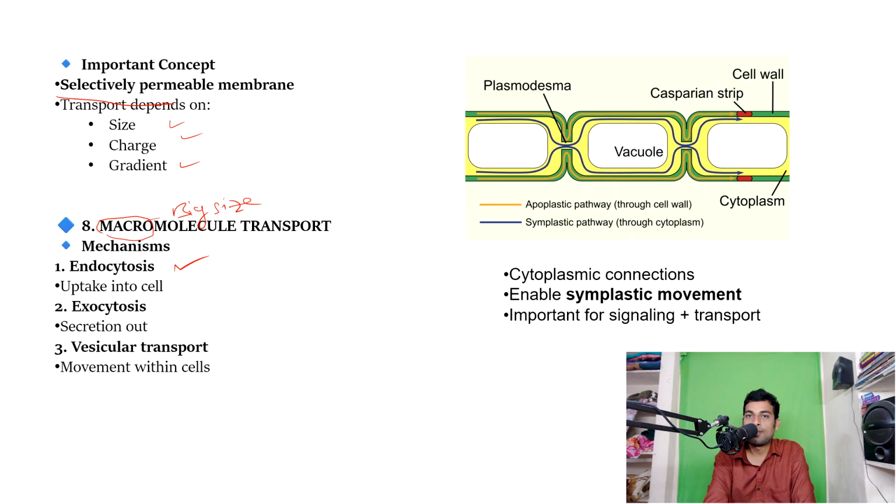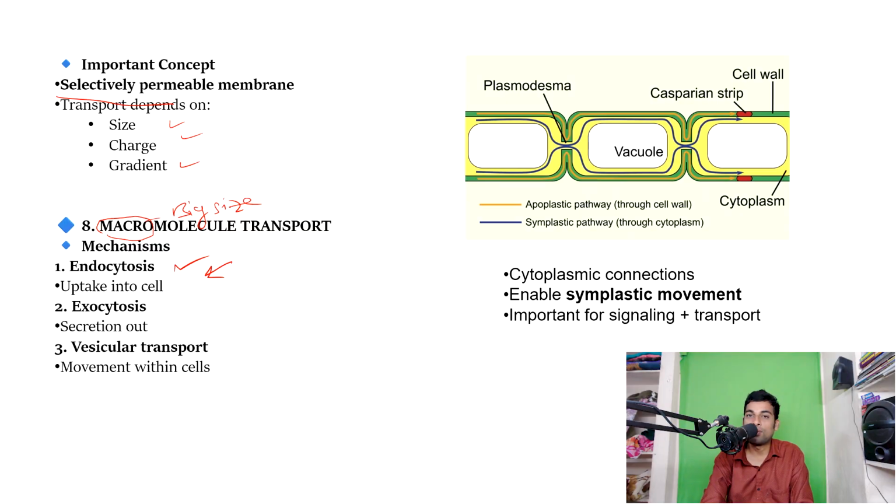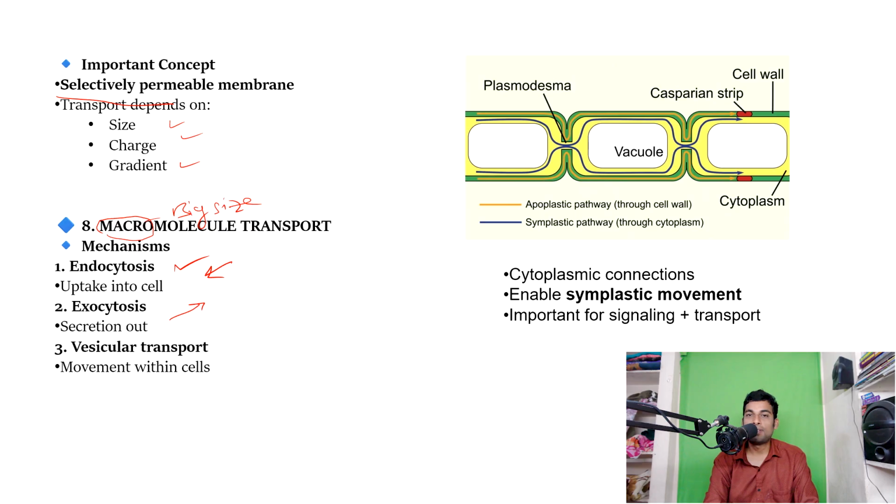The first one is endocytosis, uptake into the cells. So here transportation happens into the cells, not outside. The second one is exocytosis. It happens to the outside, so secretion is outside. The third one is vesicular transport. It happens within the cells, not with other cells. Okay.